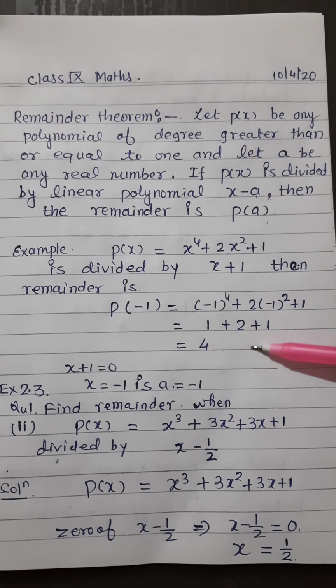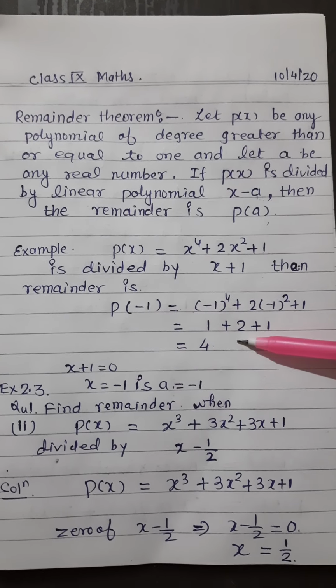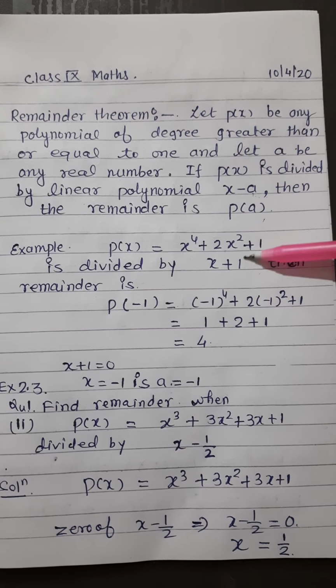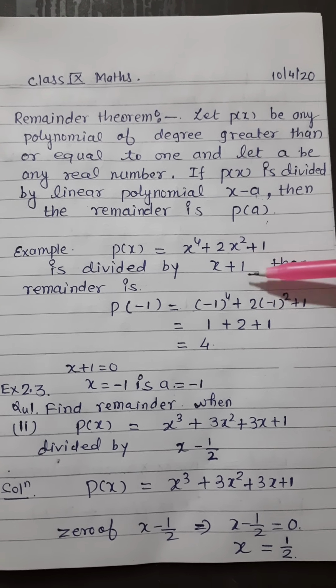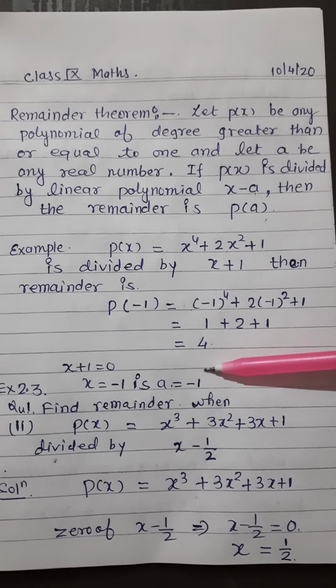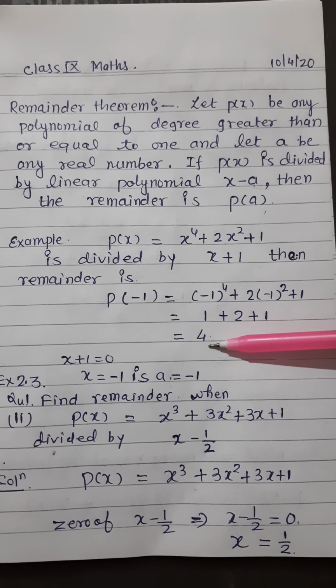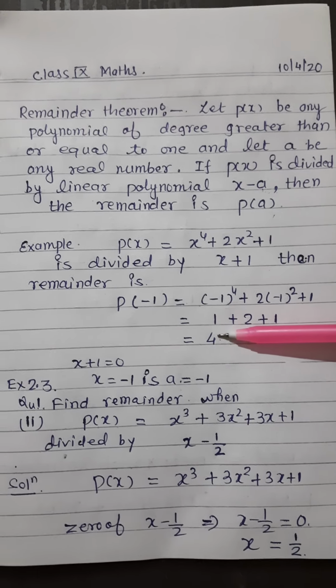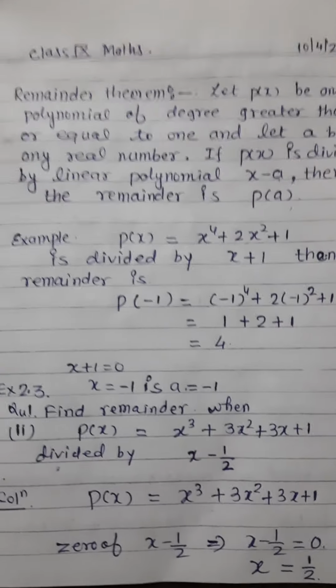So this value of p(a) is our remainder. It means if we divide this polynomial by x plus 1, then the remainder is 4. Remainder is 4. Let's look at some other example.